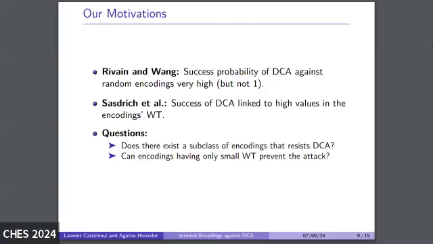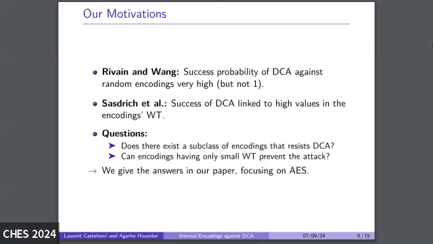So the questions that we asked ourselves are: does there exist a subclass of encodings that can resist DCA? In particular, can we try to carefully craft encodings that have low values in their Walsh transform in order to resist DCA, instead of just taking random encodings? In our paper, we give some answers to these questions, but unfortunately, we realized that they were highly dependent on the targeted operations, and this is why we decided to really focus on AES, and so on the protection of the S-box output and the MixColumns output.